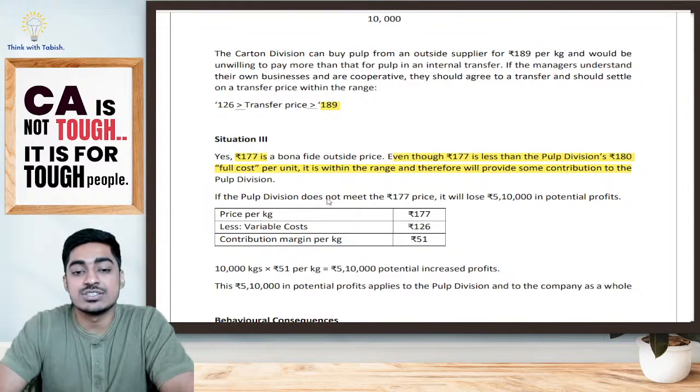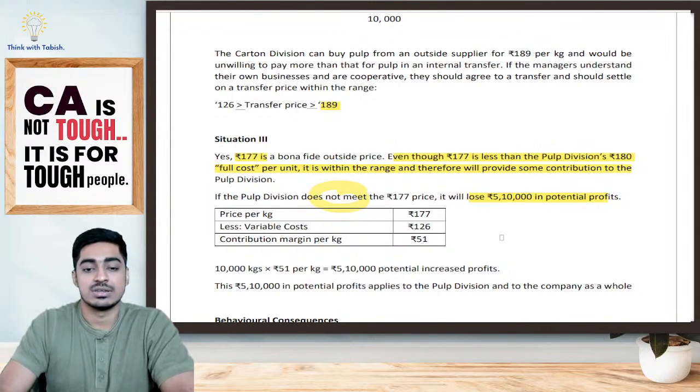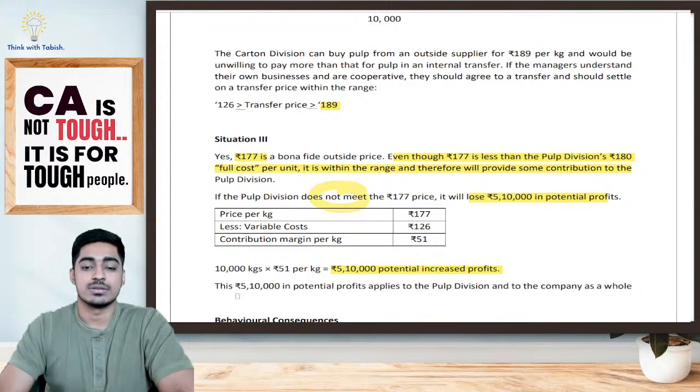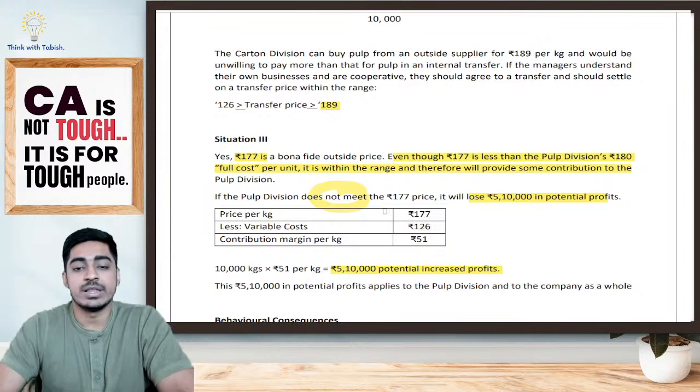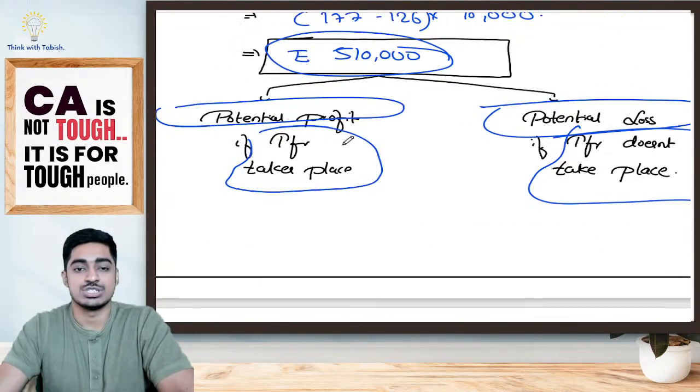If the transfer did not take place, pulp division will lose 5,10,000. But if the transfer takes place, 5,10,000 will be the extra profit. So how will we get that? It is 177 minus 126.51 per kg into 10,000 kg. This is what it is. Is it clear, students? Yes, this was question number 3.